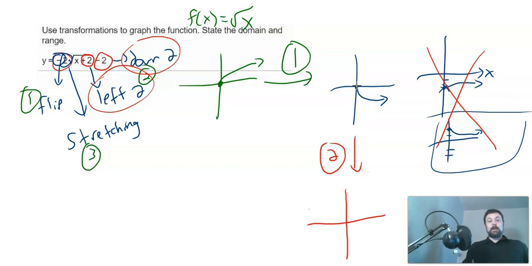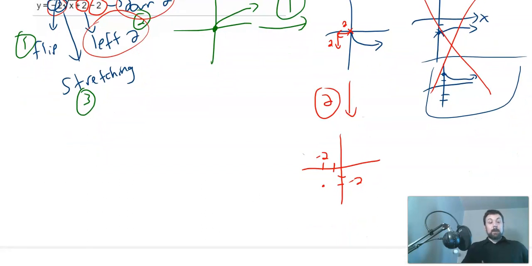Right? And so we're going to do our tracking point, right? We have this point at 0, 0. That's going to get shifted to the left 2 and then down 2. And so it's going to end up at -2 on the x-axis and -2 on the y-axis. Otherwise, it just gets copied and pasted. And so this gets copied and pasted to this location now, so it's going to look something like this.